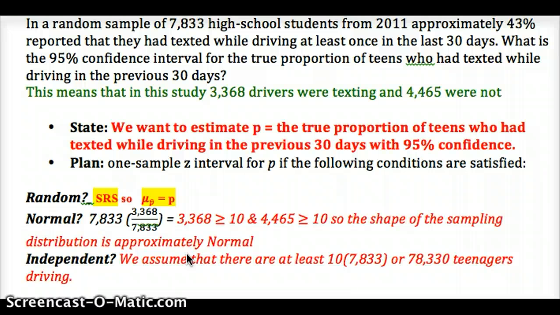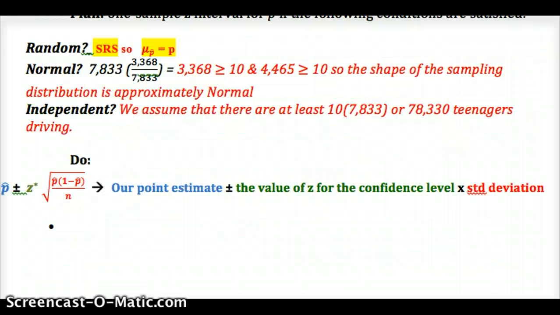Let's take a look at what our general formula looks like for a confidence interval. We're down in the do section now that our conditions are satisfied. That's going to be our sample proportion, plus or minus the critical value for the confidence level we're talking about, times the standard deviation of the statistic. Now here's the general formula that you're given, more or less. It'll say critical value here and standard error here on your formula sheet. So let's plug in our numbers.